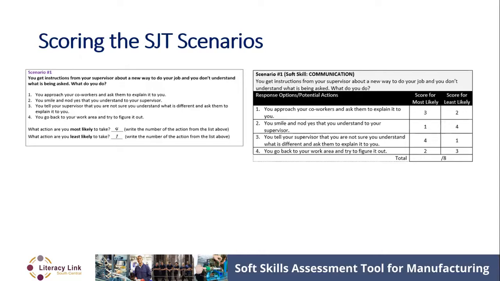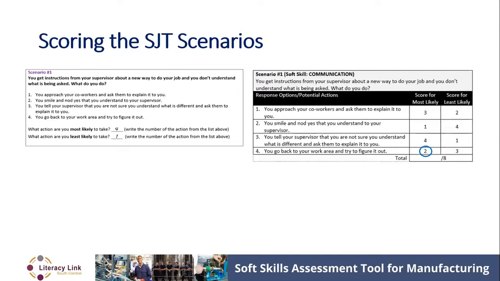Let's look at the example on your screen. On the left is a completed scenario. Look at which response number this person chose as the most likely thing they would do. According to the most likely column in the scoring key on the right, anyone choosing answer 4 as the most likely earns 2 points.